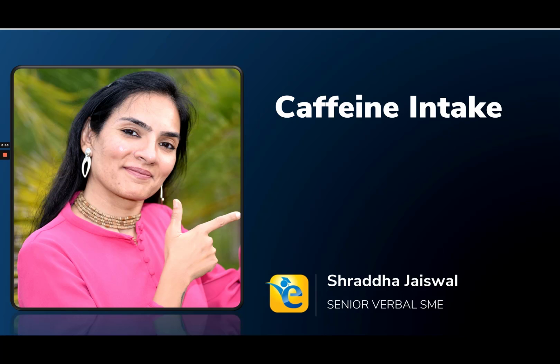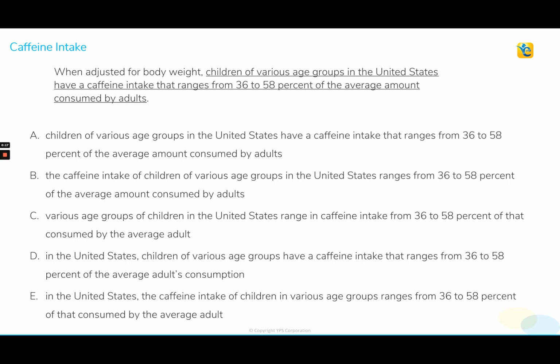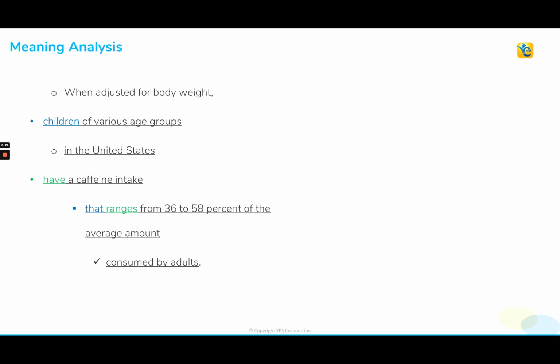I'm a senior verbal SME with e-GMAT, and today we will solve this difficult question from OG Advanced by using the same meaning-based approach. Alright, so because we are using the meaning-based approach, the first thing that we do is to extract the meaning of the sentence, and to do so, we break the sentence into smaller chunks and then understand the meaning conveyed by each chunk. So let's start reading the sentence.